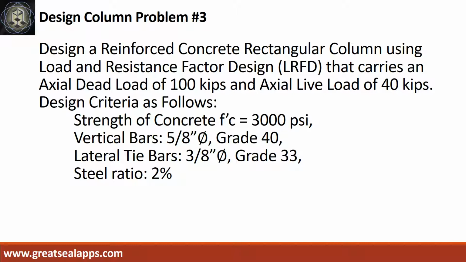Design a reinforced concrete rectangular column using load and resistance factor design that carries an axial dead load of 100 kips and axial live load of 40 kips. Design criteria as follows: strength of concrete 3000 psi, vertical bars 5/8-inch diameter grade 40, lateral tie bars 3/8-inch diameter grade 33, steel ratio 2%.